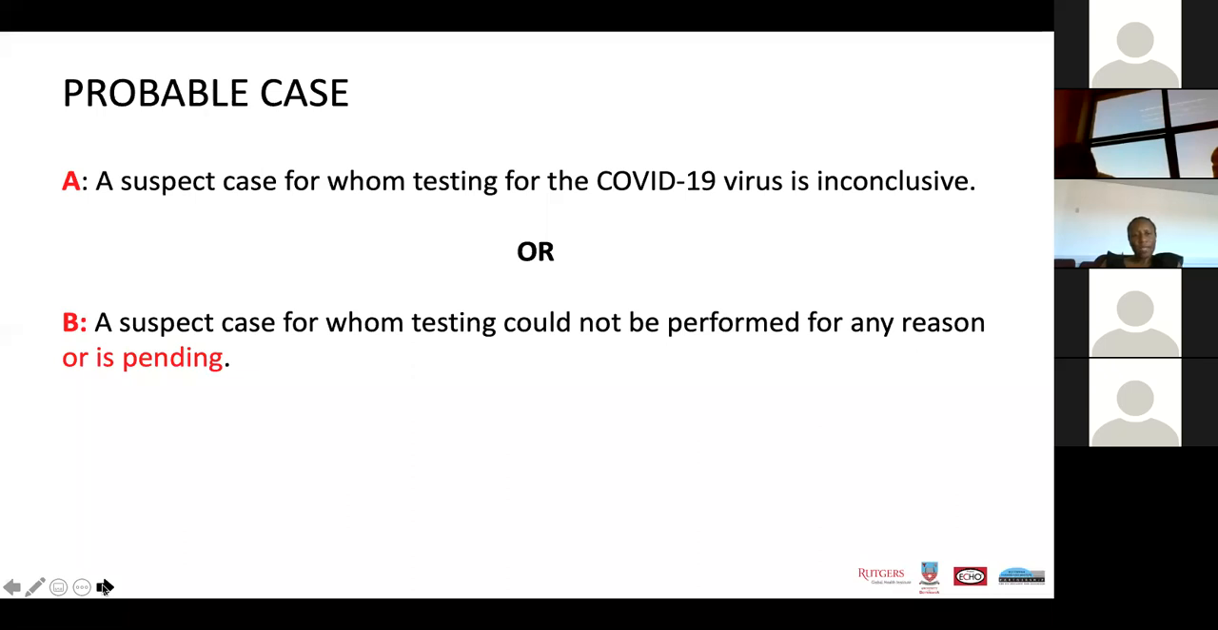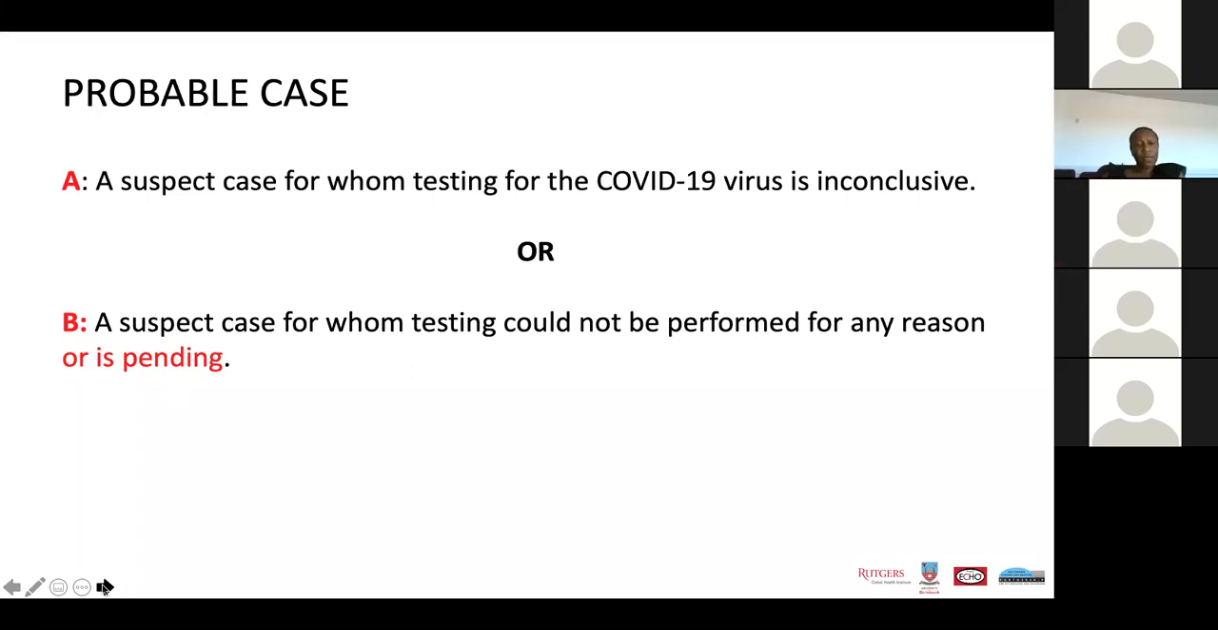So a probable case. The definition that we will continue having in Botswana is exactly similar to the WHO case definition of a probable case. A being a suspect case for whom testing for COVID-19 virus is inconclusive, inconclusive pertaining to the lab testing. So the lab should say that they tested the specimen of a suspect case and the result is inconclusive. Or a suspect case for whom testing could not be performed for any reason or is pending. It is necessary for us in Botswana, given our turnaround time, to include pending there, because sometimes a suspect case is tested, and because of the number of days we take to get a result, that patient then becomes a probable case. Next slide.